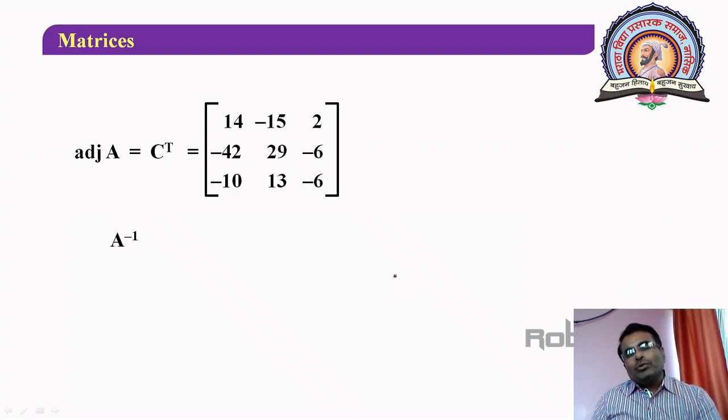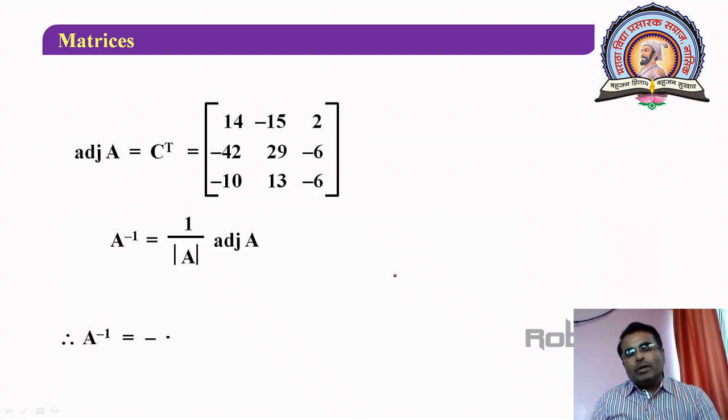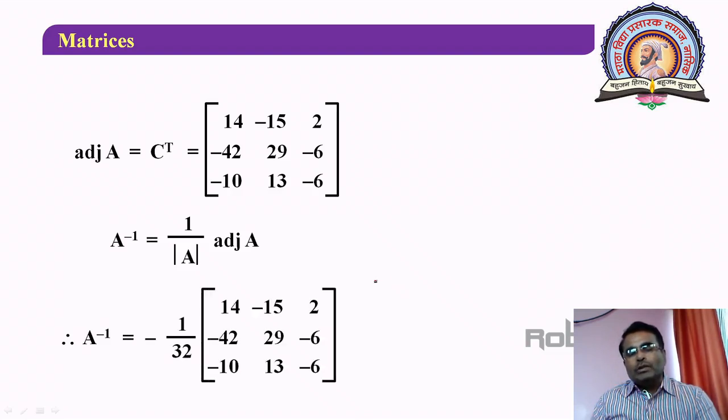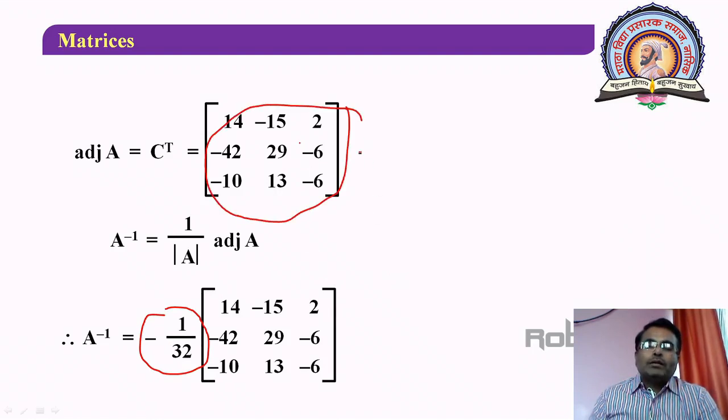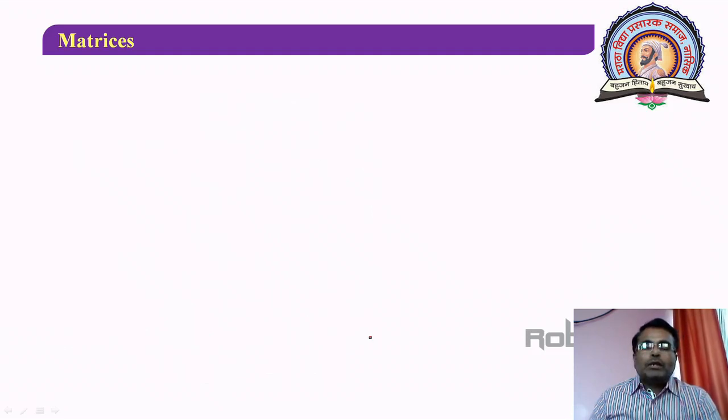Once you get this, you have to obtain A inverse. We have seen that it is 1 upon determinant A into adjoint of A. Therefore A inverse is equal to minus 1 upon 32. We have already seen that the determinant was minus 32, and therefore minus 1 upon 32 into this adjoint matrix that we have obtained here gives the required inverse of the matrix.